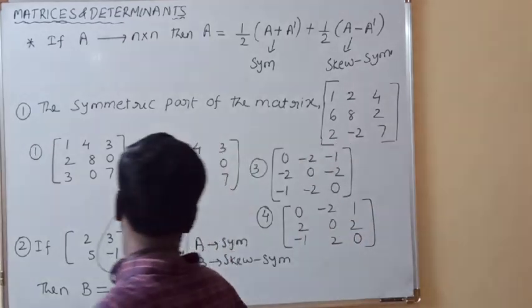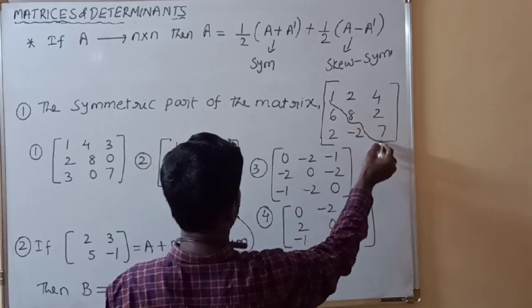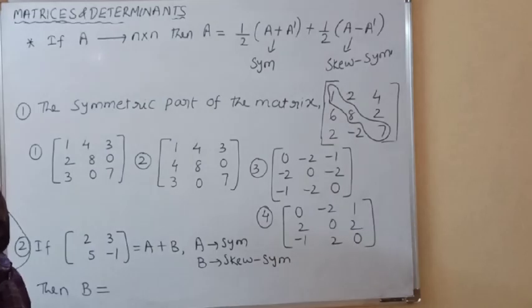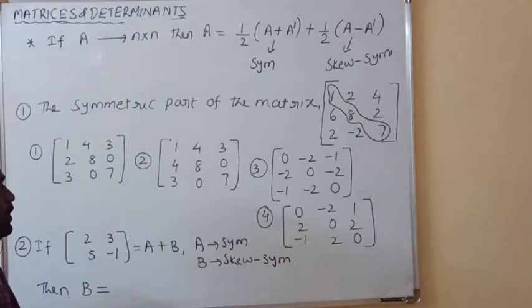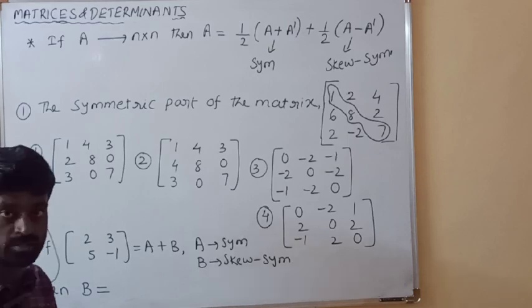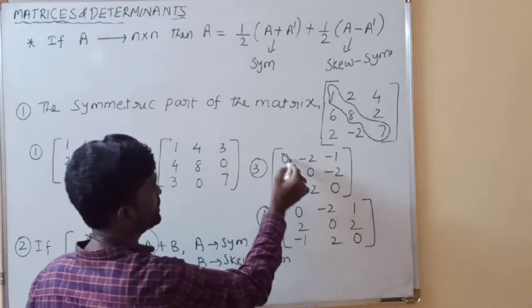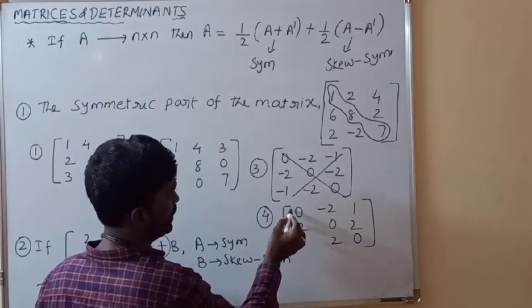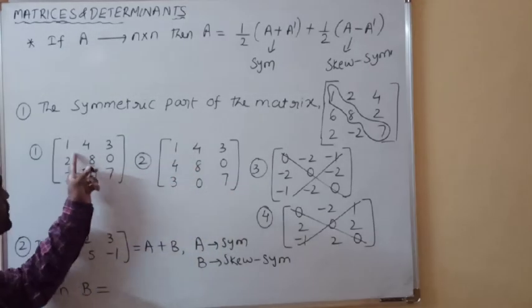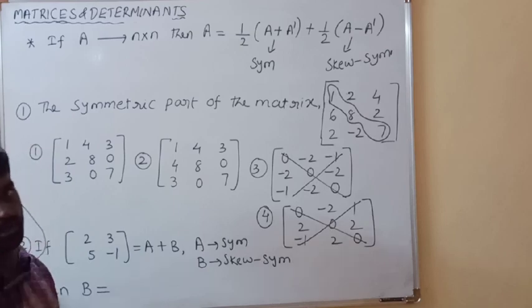So here in the given matrix, what are the diagonal elements? 1, 8, 7. Look at the options where 1, 8, 7 appears. Concentrate only on the diagonal elements. Here 187 is not there, so the answer is wrong. Here 187 is not there, this is also wrong. Here 187 is there, here also 187 is there. So among these two options only one option is correct.